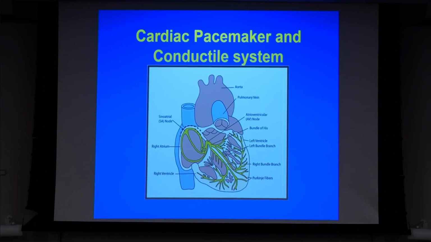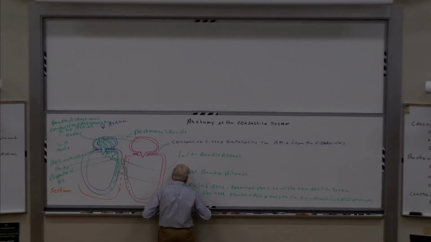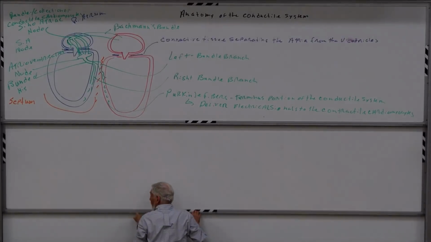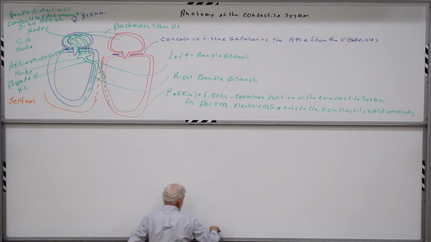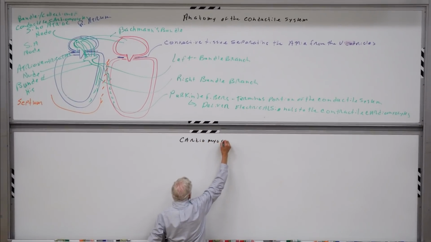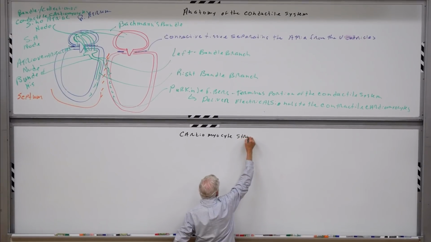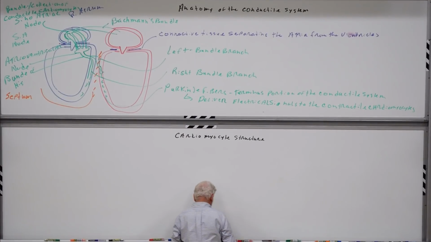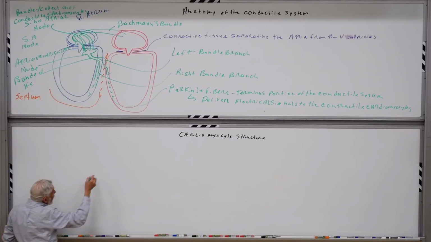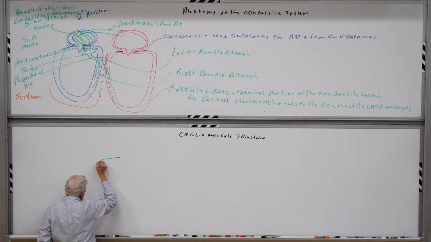To do that, we have to think a little bit about the structure of cardiomyocytes. And I'll do that on the upper panel. And label this as cardiomyocyte structure. When we look at one of these cardiomyocytes, it looks a little like this.